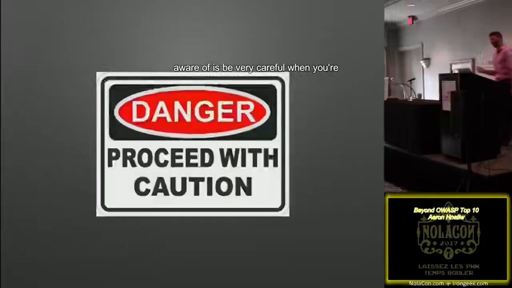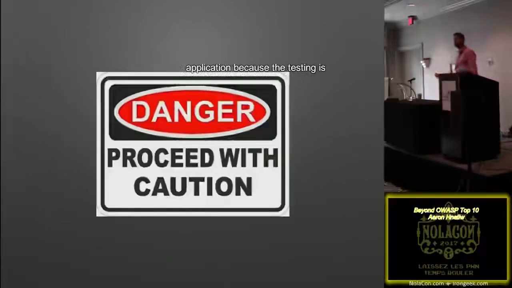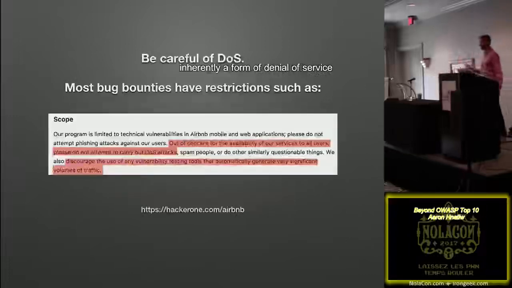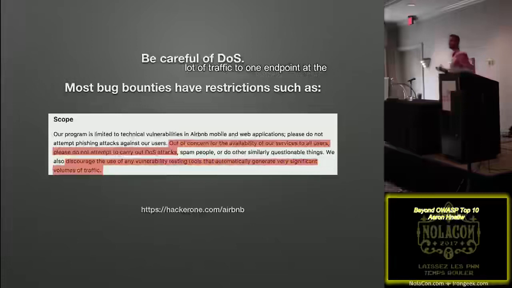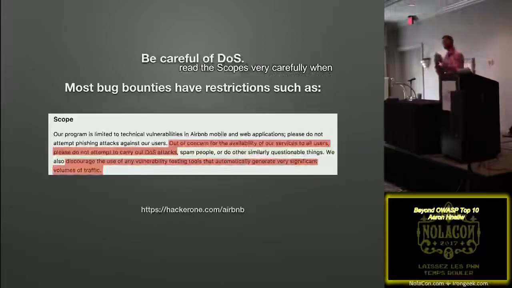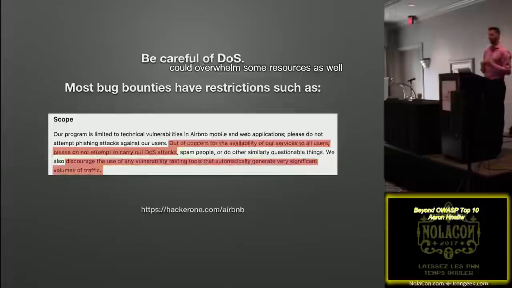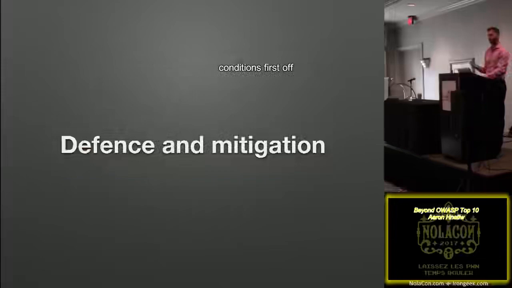But one thing to be aware of is to be very careful when you're testing for race conditions, especially in a bug bounty or against someone else's application, because the testing is inherently a form of denial of service attack, since you're sending a whole lot of traffic to one endpoint at the same time. So certain bug bounties have wording like this where they say not to do that kind of testing. So just read the scope very carefully. Obviously, if you're testing your own application, you're good to go, but just be careful because you could overwhelm some resources as well. So how do you defend against race conditions?